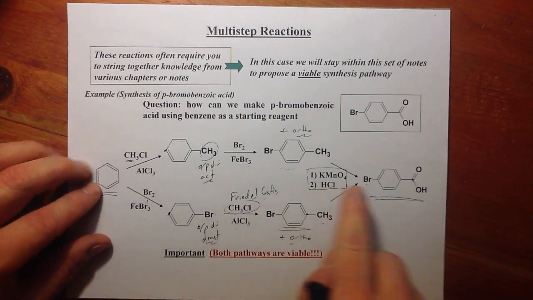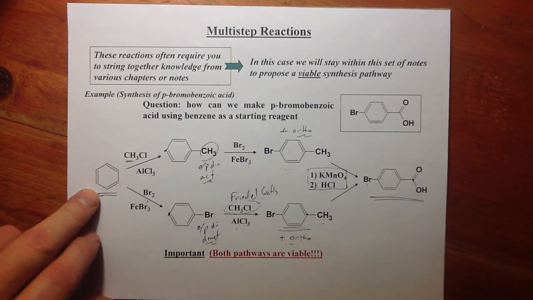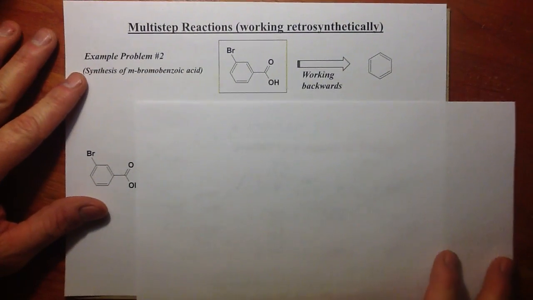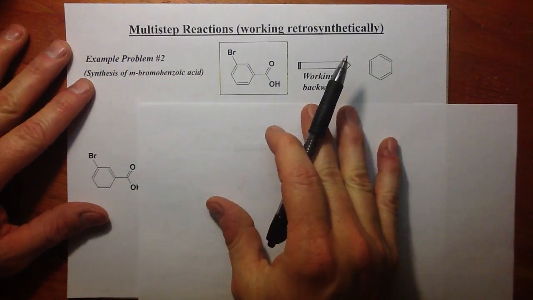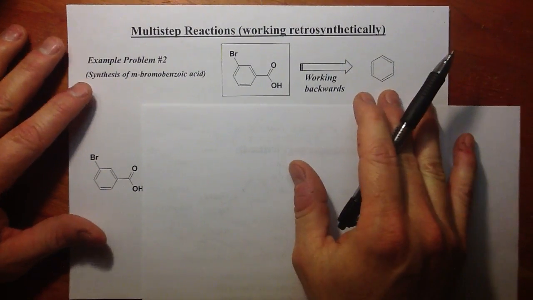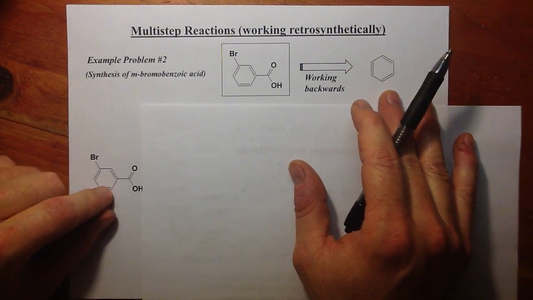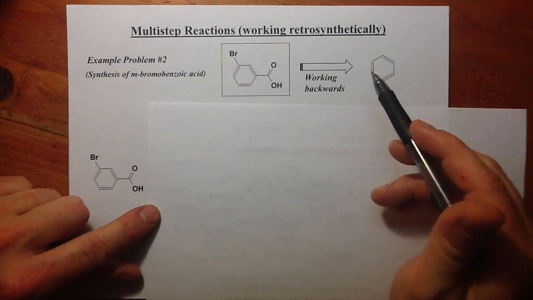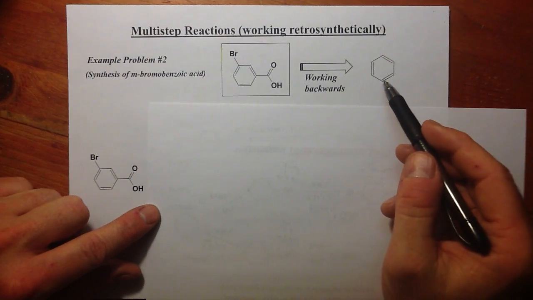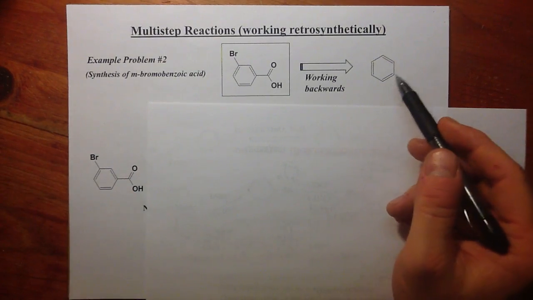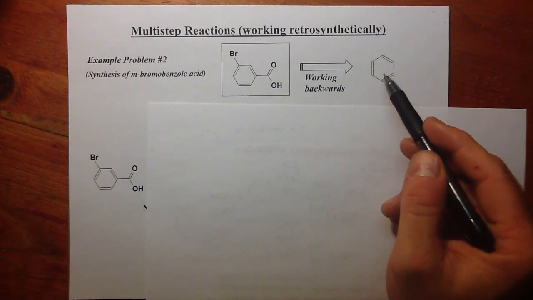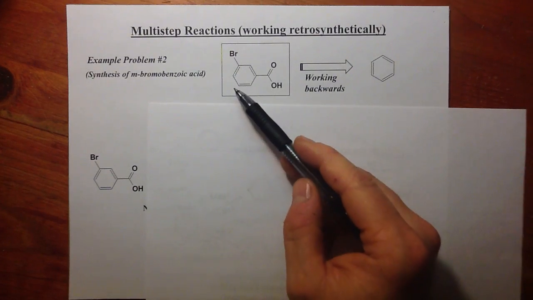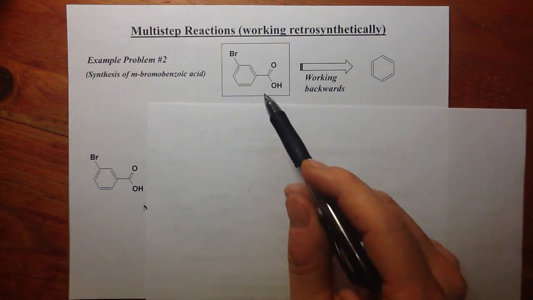Now that's working synthetically, working from reagent to product. We can, and I'm going to go ahead and hide some things here, we can try to work retrosynthetically. This is very valuable because we may have a desired product and we have to propose how to come to that desired product, working all the way back to starting reagents we might have on supply. In this case, we're going to consider benzene as our starting point and this as our final product. And we're going to work backwards. So m-bromobenzoic acid, how could we make this?